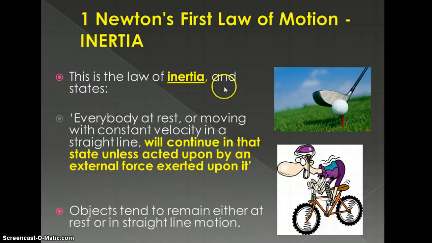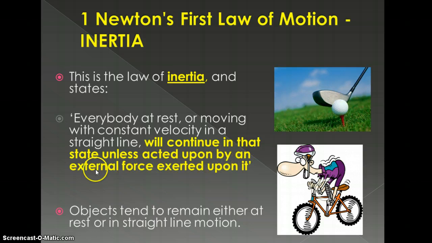So the first law, the law of inertia, states that everything and everyone at rest, or moving with a constant velocity in a straight line, will continue in that state unless acted upon by an external force. So in other words, that ball will stay exactly where it is until a force is acted upon it. So what are the forces that are acting upon it, or will be acting upon it? And you can obviously see that there's going to be a golf club that's going to be acting upon it, but also you've got gravity as well. So gravity is acting upon that ball there to keep it in its place.